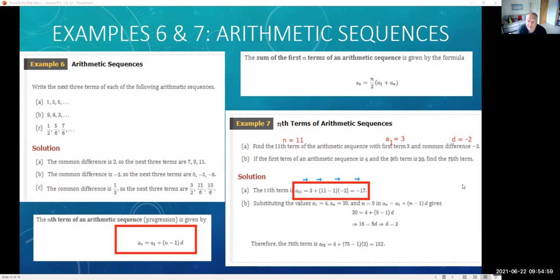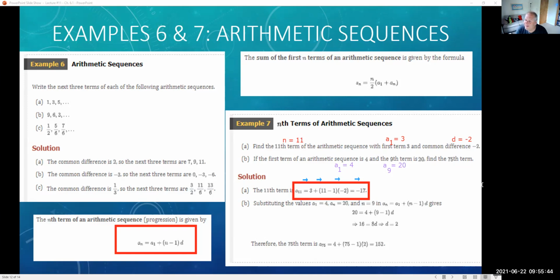All right. For part B, it says if the first term of an arithmetic sequence is 4. Okay, so now we're telling you that the first term of the arithmetic sequence is 4. So a sub 1 is 4. Okay, so if the first term is 4, great. And then the ninth term is 20. Okay, hold on a minute. The ninth term is 20. Let me write that down. A little 9 in here. Okay, now find the 75th term.